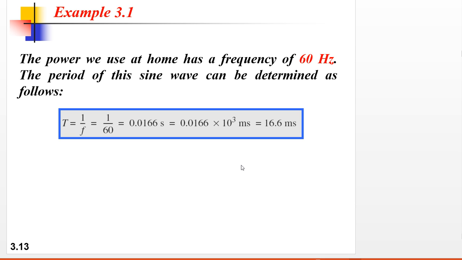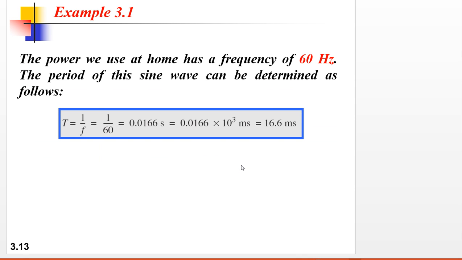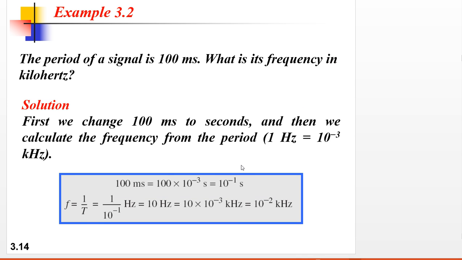The period of this sine wave can be determined from the time period and frequency relation that you know. They are asking about the time period. Obviously time period is equal to 1 by frequency. Frequency is already given, that is 60 hertz. So if you write 1 by 60, that is 0.0166 seconds. If you want to write it in milliseconds, as you have already seen in the units, you multiply and get 0.0166 into 10 to the power 3 milliseconds, that equals 16.6 milliseconds. You note this down. Okay, fine.